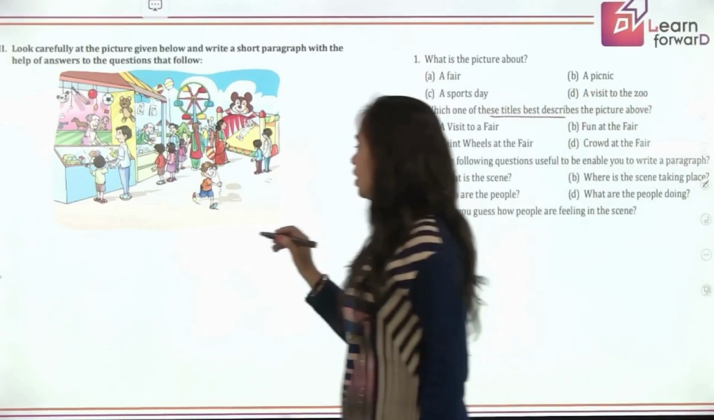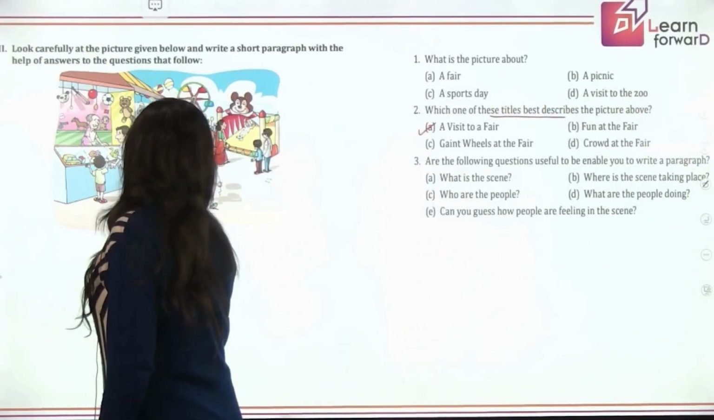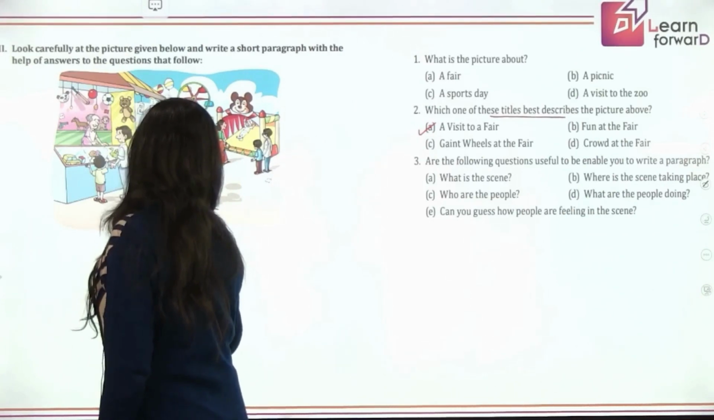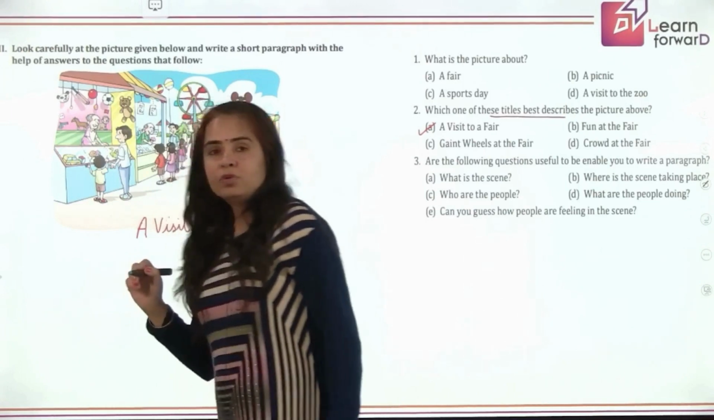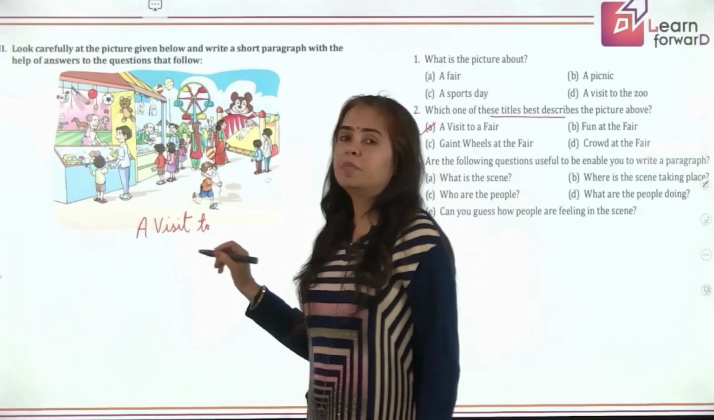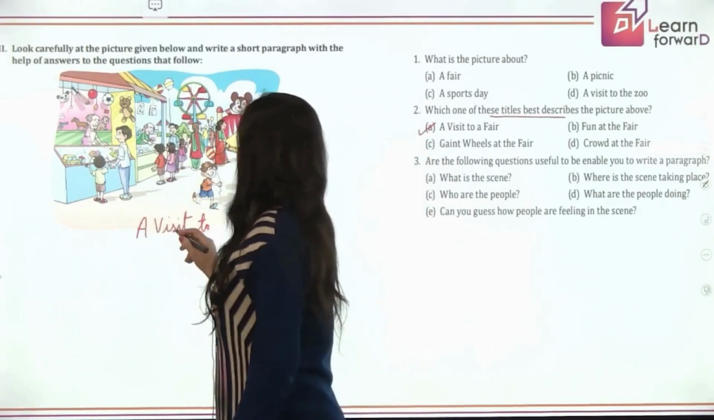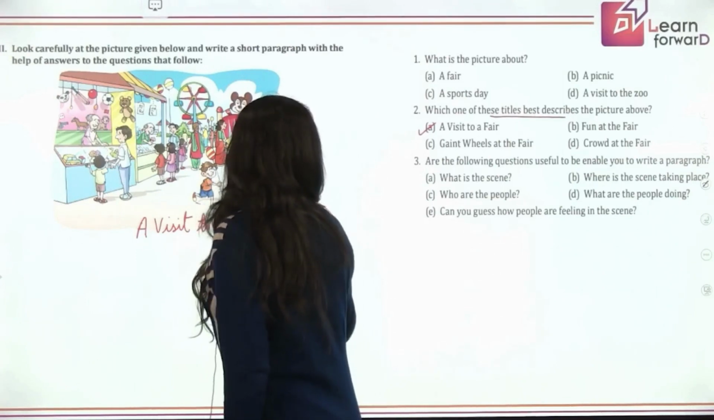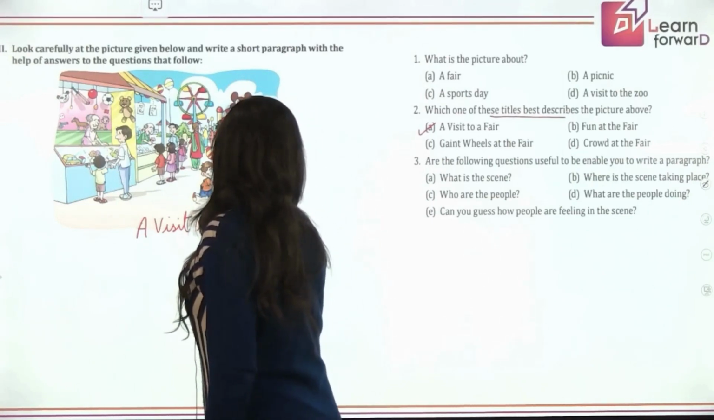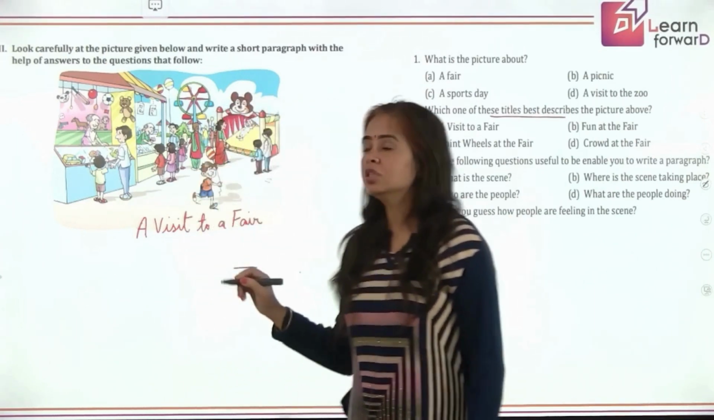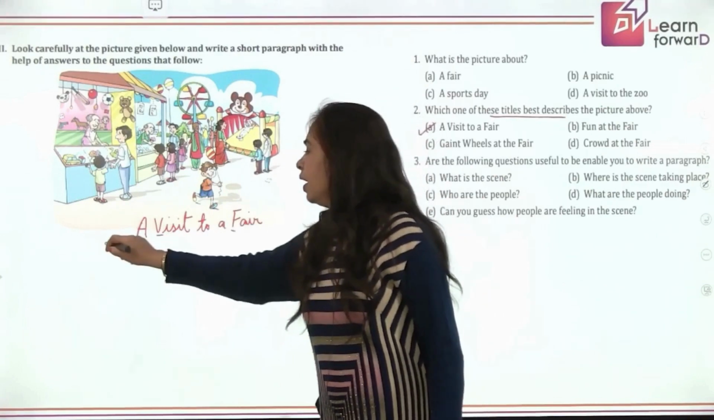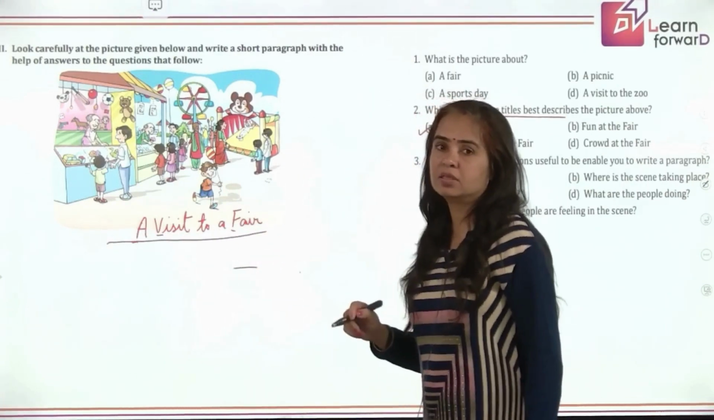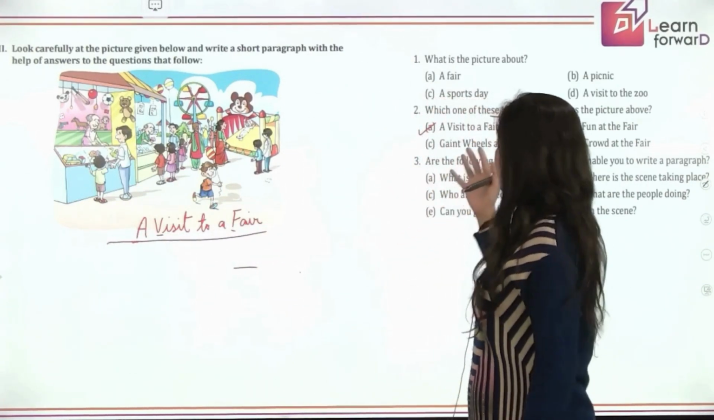So how you can begin is, a visit to a fair. And remember, when you are writing the heading, except prepositions, all the words begin with a capital letter. So we will write A Visit to a Fair. Articles and prepositions will of course be small. Visit and Fair with capitals. And now we are going to underline this. And it will be followed by some questions here.